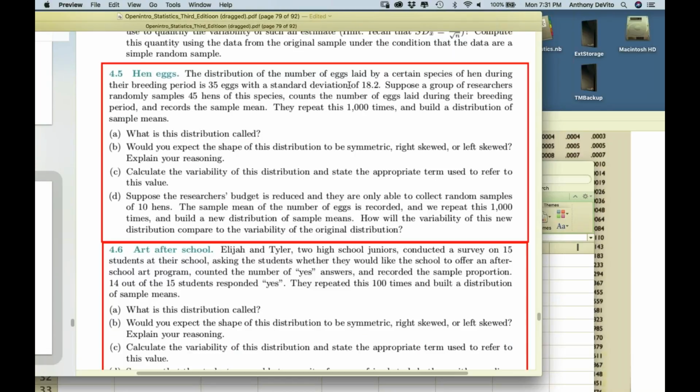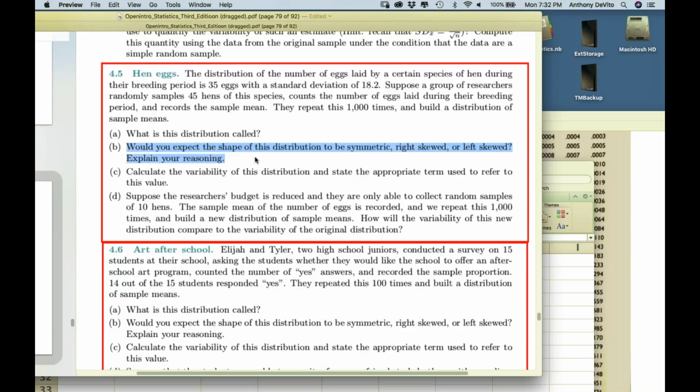The distribution of the number of eggs laid by a certain species of hen during their breeding period has a mean of 35 eggs with a standard deviation of 18.2. Suppose a group of researchers randomly samples 45 hens of this species and counts the number of eggs laid during their breeding period and records the sample mean. They repeat this 1,000 times and build a sample distribution of sample means. Okay, so what is this distribution called? This distribution is the sampling distribution, right? It's the distribution of all the sample means.